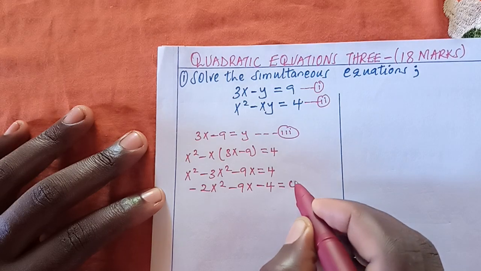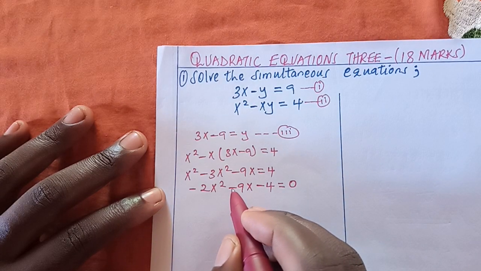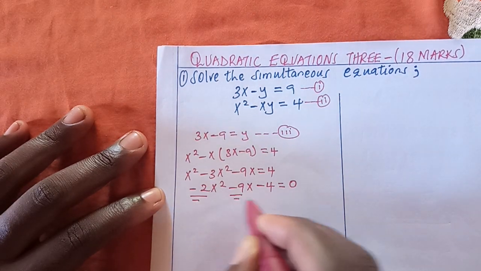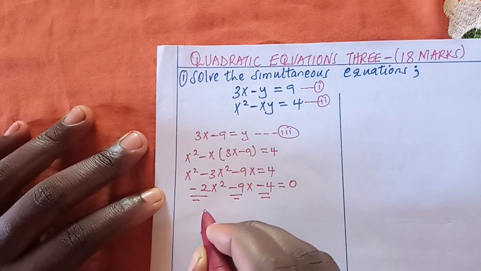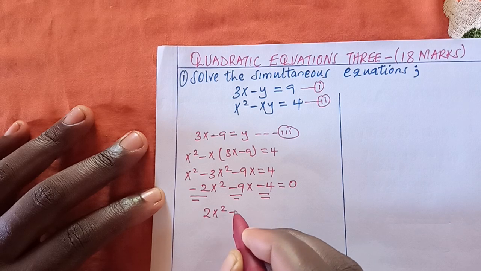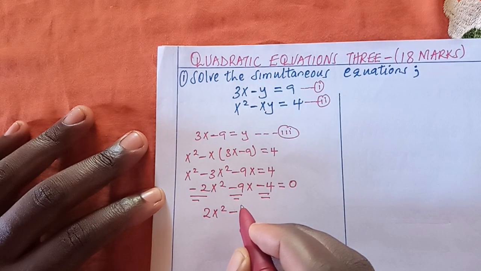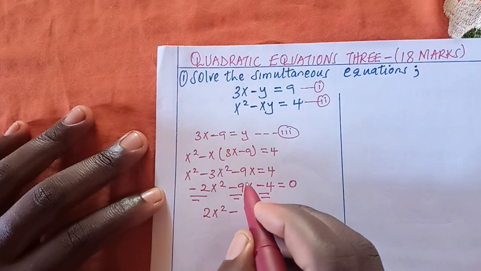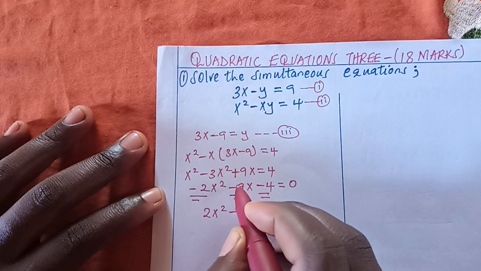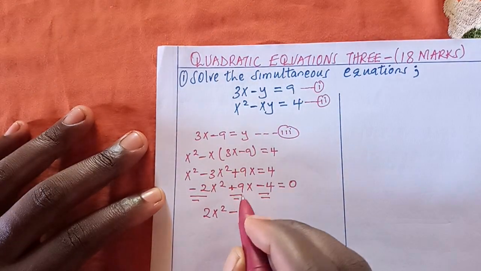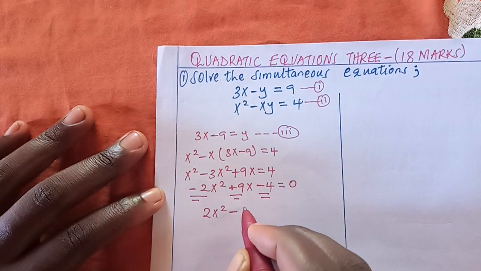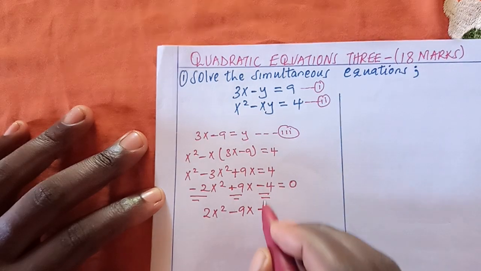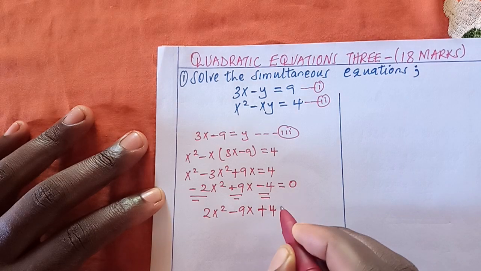Now the coefficient of x squared is negative 2. In this case, we don't want a negative, so we are going to divide through by a negative. We end up getting 2x squared. This is positive 9, so this is positive. You divide by a negative, it's supposed to give you a negative. So 2x squared minus 9x, then minus, this is a negative, so it will give you a positive 4 is equals to 0.